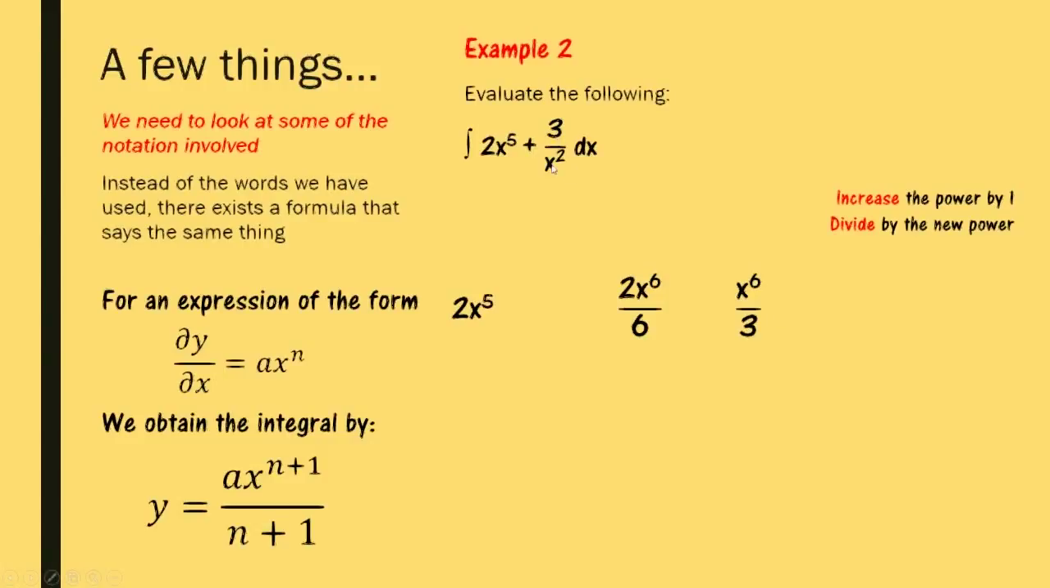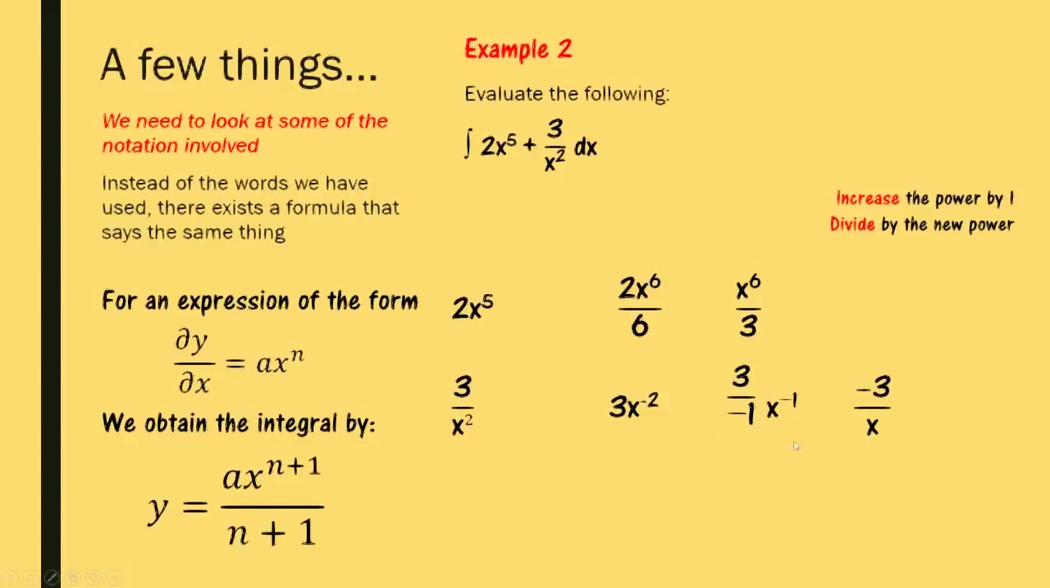The 3 over x squared, we're going to have to change. We've got to write it in indice notation. So 3 over x squared becomes 3x to the minus 2. Minus 2 when we increase by 1 becomes minus 1. And we'll divide by the minus 1. 3 divided by minus 1 gives me minus 3. And x to the minus 1 becomes 1 over x. And we generally write it like that.